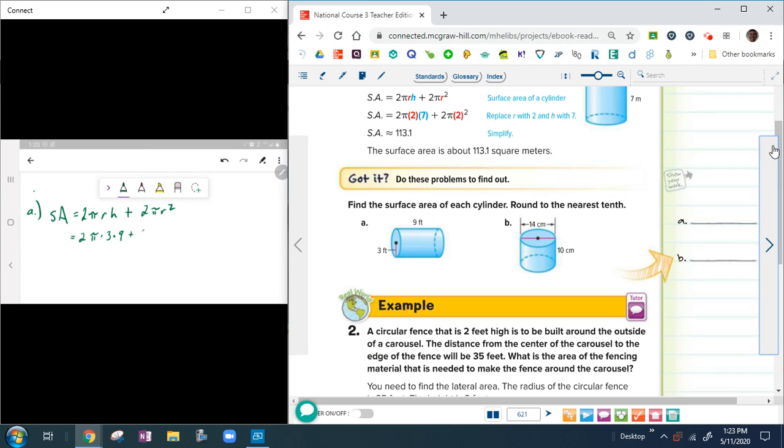We're going to add that to 2 times pi times the radius squared, which is 3 times 3, or 3 squared. And now we just have to calculate.